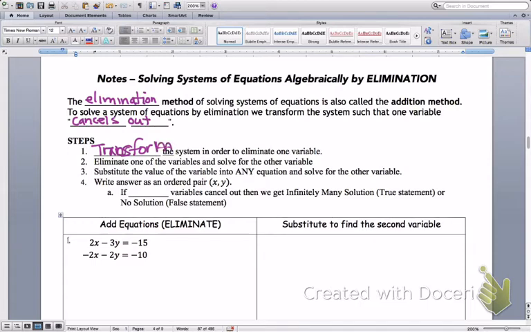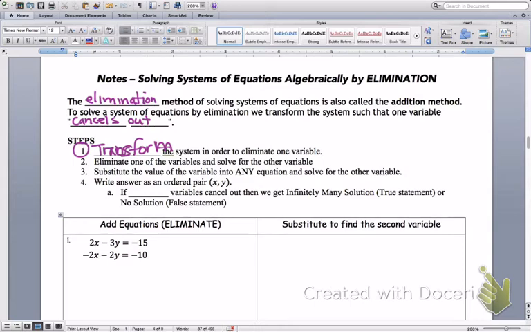So this first step we're actually going to skip today. We're not going to focus on this step today. We'll do that tomorrow when we're doing more difficult problems after we get the hang of it today. So we're going to start off by just doing the elimination from the beginning. And first step is to eliminate one variable and solve for the other variable. Then substitute into either equation. And then finish it off by writing out the answer.